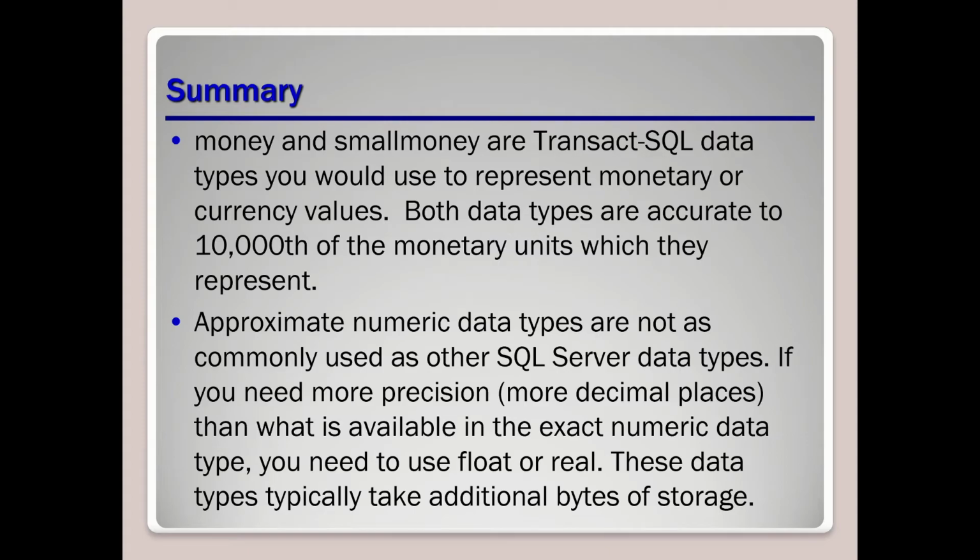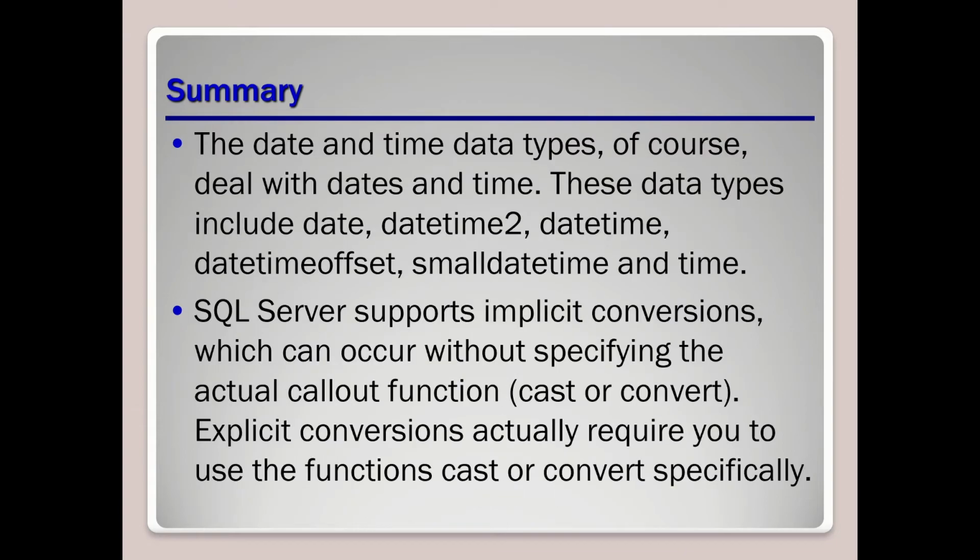Approximate numeric data types are not as commonly used as other SQL Server data types. If you need more precision, more decimal places than what is available in the exact numeric data types, you will need to use float or real. These data types typically take additional bytes of storage. The date and time data types, of course, deal with dates and time. These data types include date, datetime2, datetimeoffset, smalldatetime, and time.